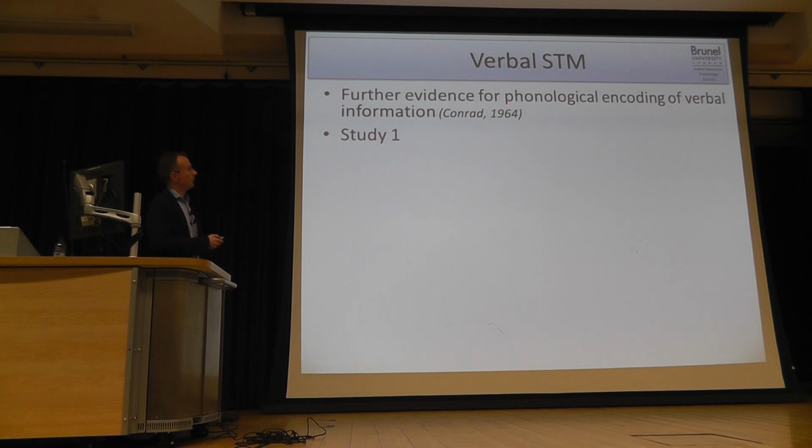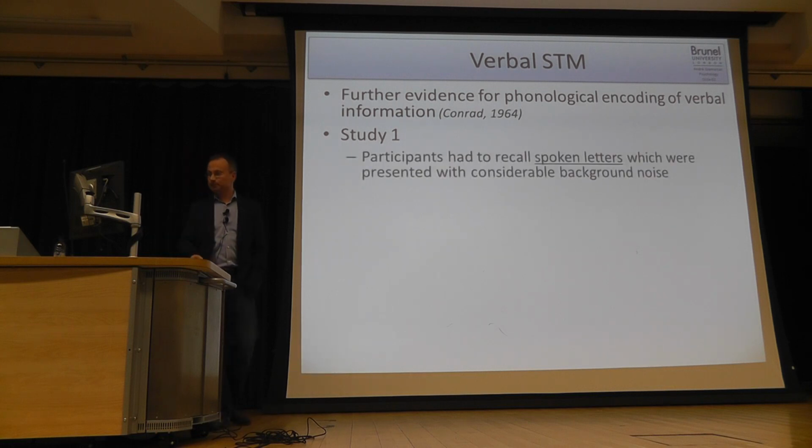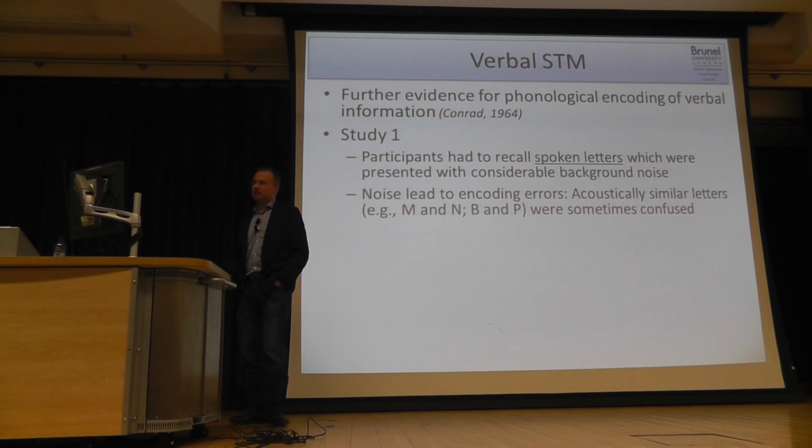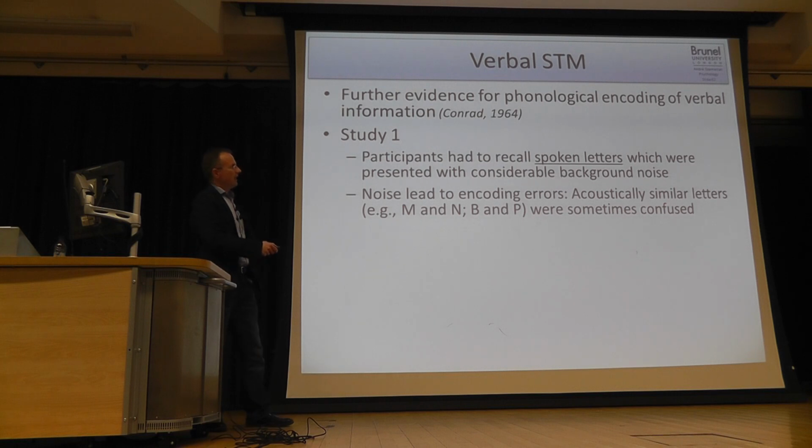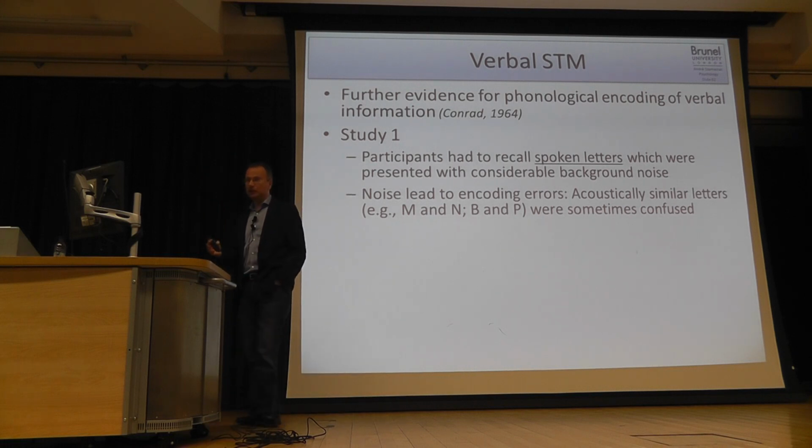And one study comes by Conrad, and the first study he did was that participants were asked to remember and recall spoken letters with quite a bit of background noise. And what you will then find is that when people report them later on, letters which are acoustically similar are sometimes confused due to the background noise. So it's hard to hear sometimes over a phone when you have to spell your name or whatever. For instance, M and N or B and P. You know, it's very hard to tell them apart sometimes. So it seems to be that there is this confusion.